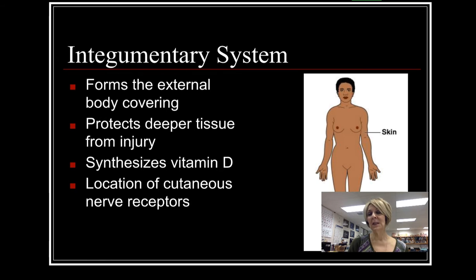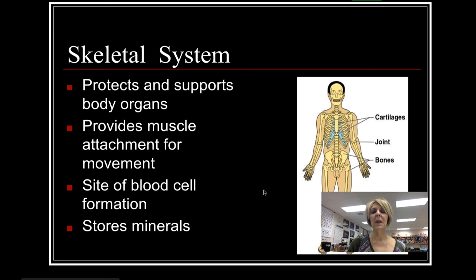An organ system is several different organs working together. So this is an external covering of the body, protecting deep tissues. This is where our vitamin D is synthesized with the help of the sun. And this is our location of cutaneous nerve receptors. So in our skin, we have receptors that tell us about touch, pain, hot, cold, and many other things, which we'll learn about.